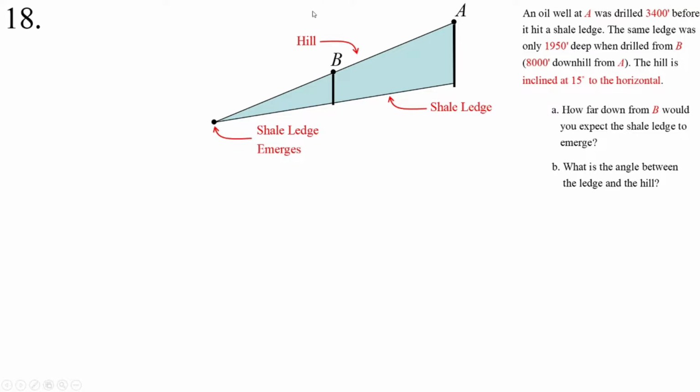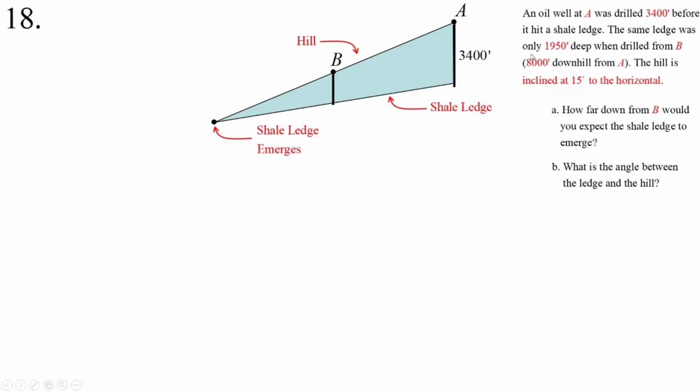This is my diagram right here of the diagram that's in your textbook. It's not as good as the textbook diagram, but it has everything we need. And here's the problem right here. An oil well at A, so you have an oil well right here on top of this hill, drilled 3,400 feet before it hit a shale ledge. So you see that this is my shale ledge right here, and this is all dirt right here within this triangle. So that implies that this distance right here is 3,400 feet.